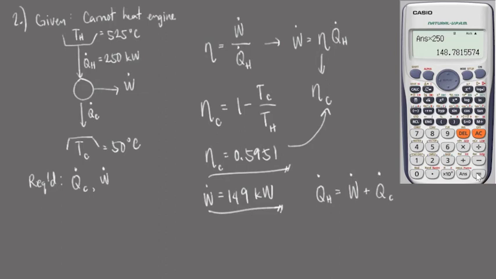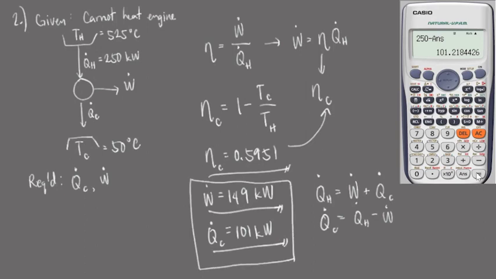Rearranging this becomes QC is equal to QH minus W. Our QH is 250 kilowatts. We simply subtract our answer for W. The rate of heat rejection, QC, is equal to 101 kilowatts. That is how we use the equations pertaining to heat engines.